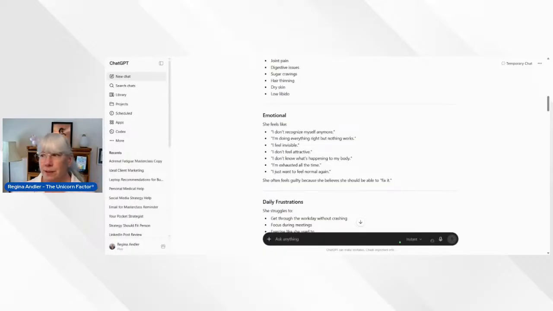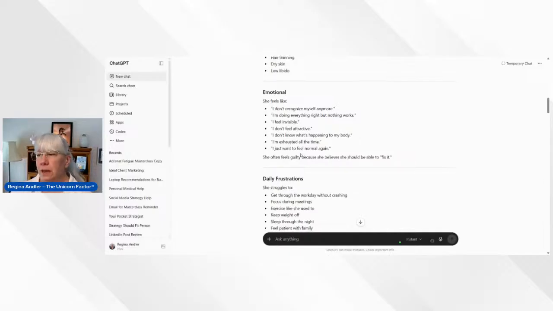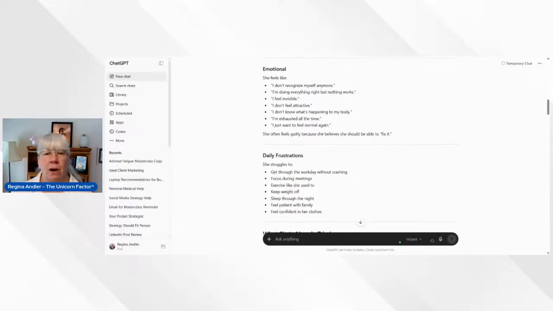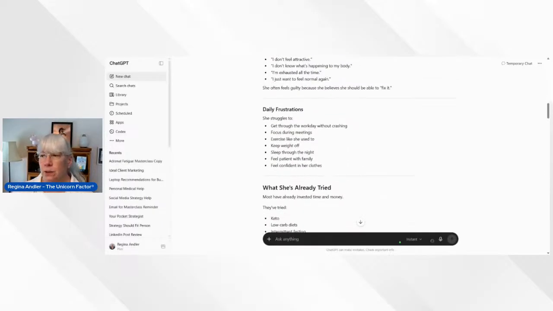I don't recognize myself anymore. I'm doing everything right, but nothing works. I feel invisible. I don't feel attractive. These are content gold for attracting those people. Now, see how this is way past the demographics? Daily frustrations: she struggles to get through the workday without crashing. There's a great line for the first part of a post. Do you struggle to get through the workday without crashing at 3 p.m.?